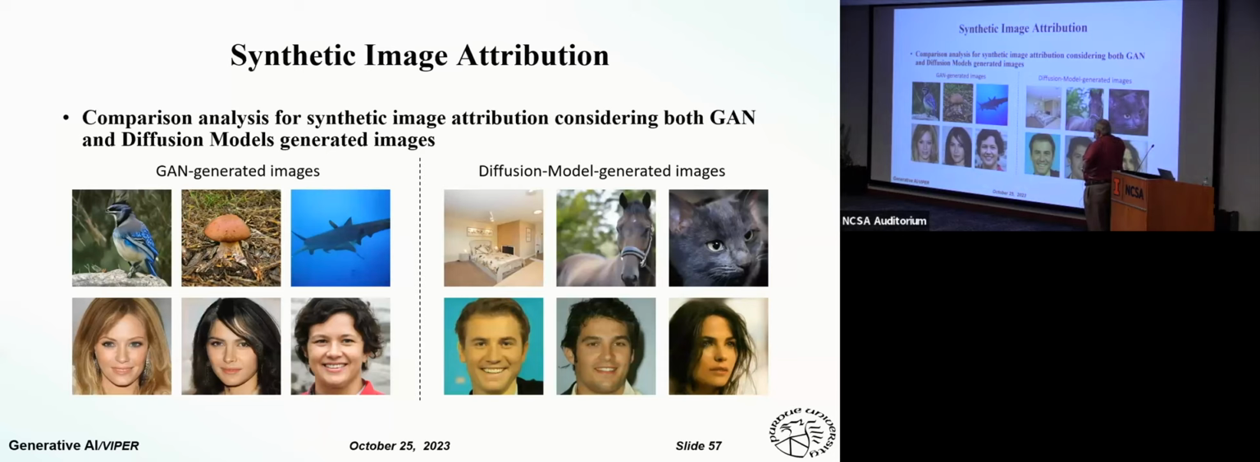Here's another example where we're looking at synthetic image attribution. In other words, this image was created using StyleGAN or StyleGAN 2 or StyleGAN 3, or which diffusion model was used. We have collected a huge test data set of both GAN-generated images and diffusion-generated work. This is the work of Annalisa Verdoli, who's on our team. She's from the University of Naples, and we're getting outstanding results on attribution for both GAN-generated and diffusion-generated images.